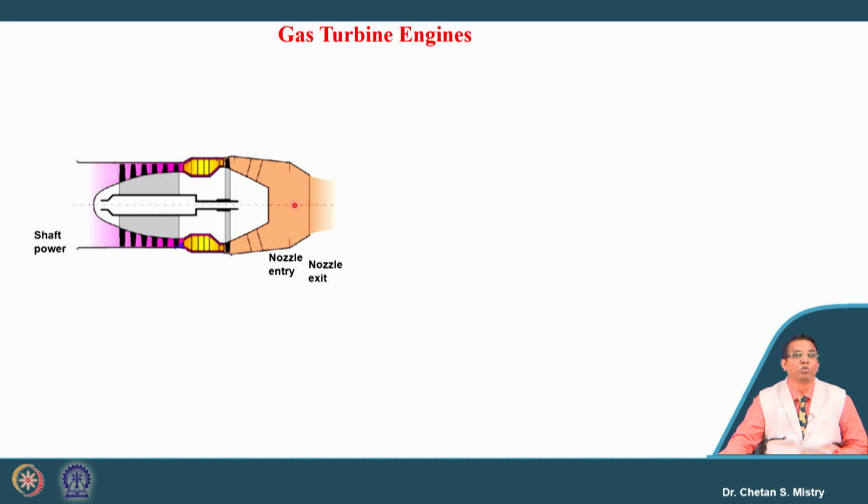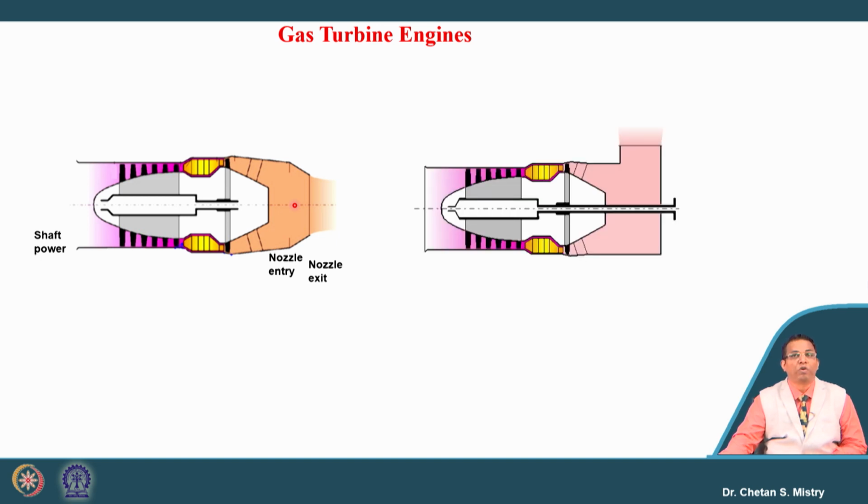Suppose I want to use the enthalpy coming out from the turbine for some other purpose. I don't want to generate the thrust. So the question will come, what do we mean by that? Here, this is also a kind of turbojet engine, but we say this is a gas turbine engine.